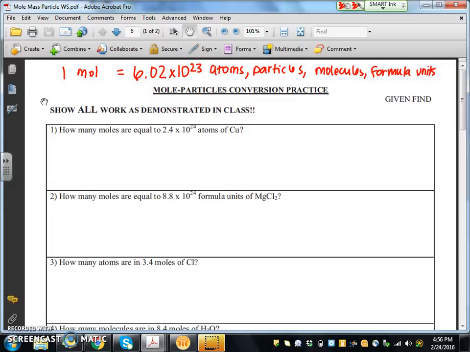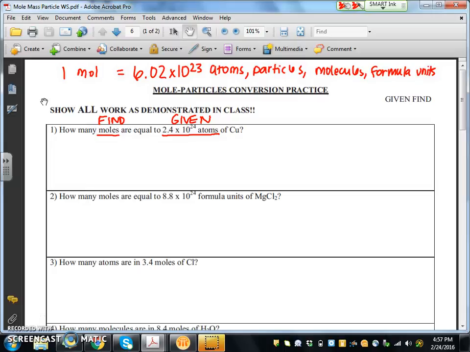So let's start with number 1. Number 1 says how many moles are equal to 2.4 times 10 to the 24th atoms of copper. So when we work through these problems, our first step is to identify what is given to us and what we're looking for. So we see that we're given this number, 2.4 times 10 to the 24th. That's given to us in the problem. And the question they're asking is how many moles? So moles is what I'm trying to find.